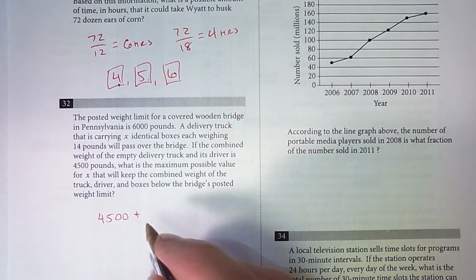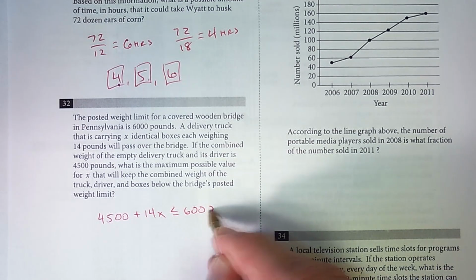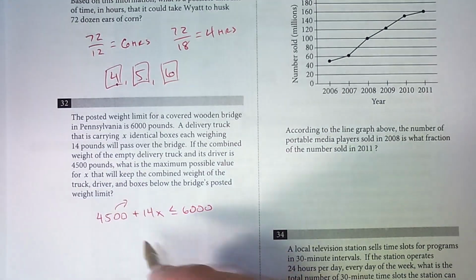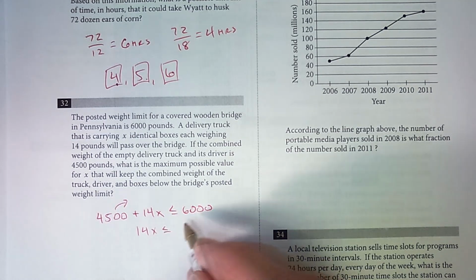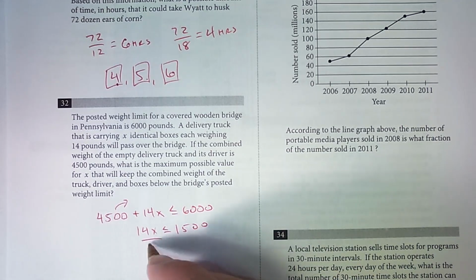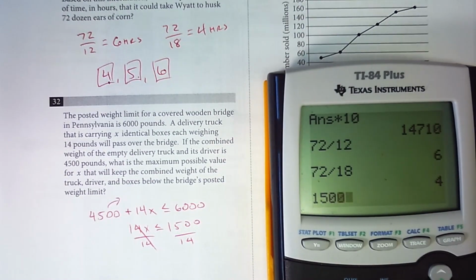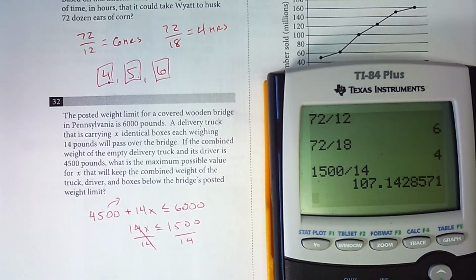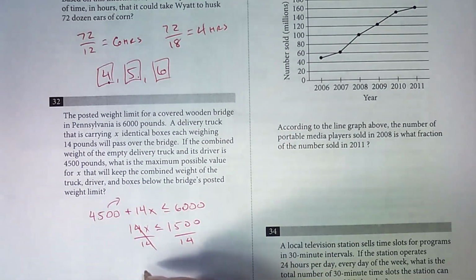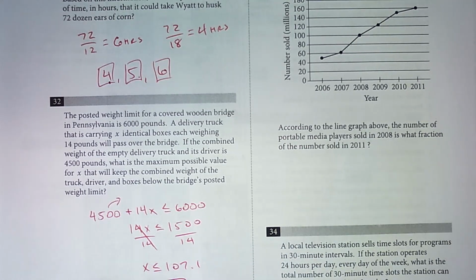We're going to add to that 14 pounds per box, and that has to be less than or equal to the 6,000 pound limit. So we'll subtract 4,500, so 14x is less than or equal to 6,000 minus 4,500, which is 1,500, and divide by 14. So 1,500 divided by 14 is 107.1. You cannot have 0.1 boxes, so the maximum number of boxes is 107.